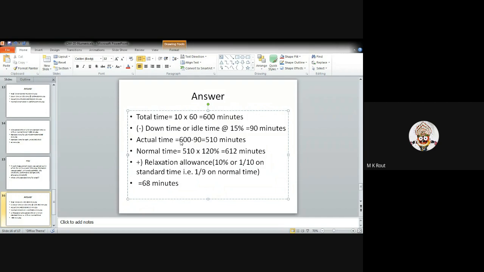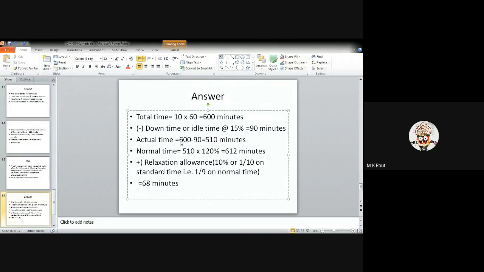The allowance time is given 10%. So in case of relaxation allowances, that is 10% or 1 by 10 on standard time, that is 1 by 9 on normal time, that equals 68. You can calculate the percentage allowances. Previously, we were using the formula AF equals 1 divided by 1 minus percent allowances. But here you can directly calculate from the normal time, that equals 68 minutes.